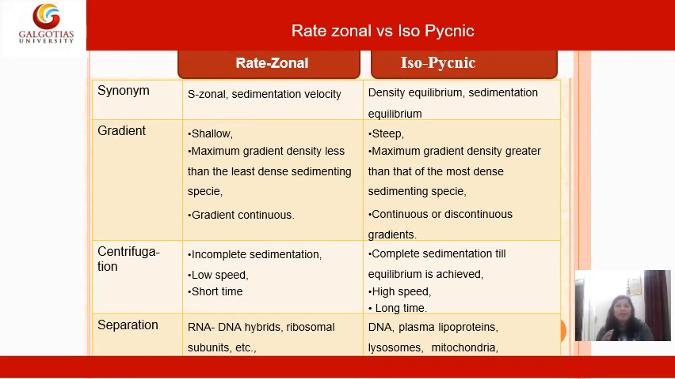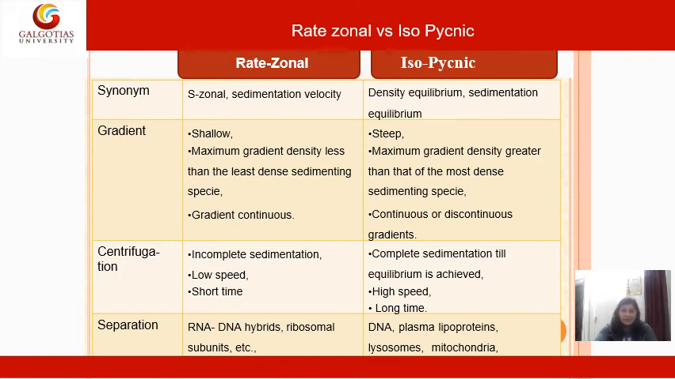We cannot have a random density. Suppose we have 1 at the first position, 4 at the second and 2 at the third. This is not allowed. Either we have density like 1 to 3 or 3 to 1. Whereas in isopycnic, the gradient is steep. Maximum gradient density is greater than that of the most dense sedimenting species. This may be continuous or discontinuous.